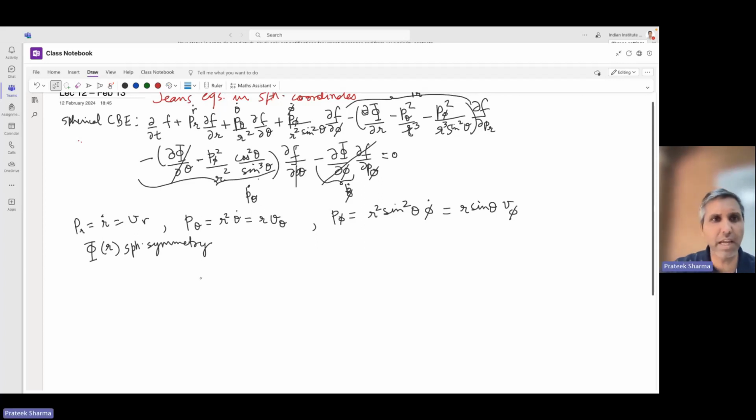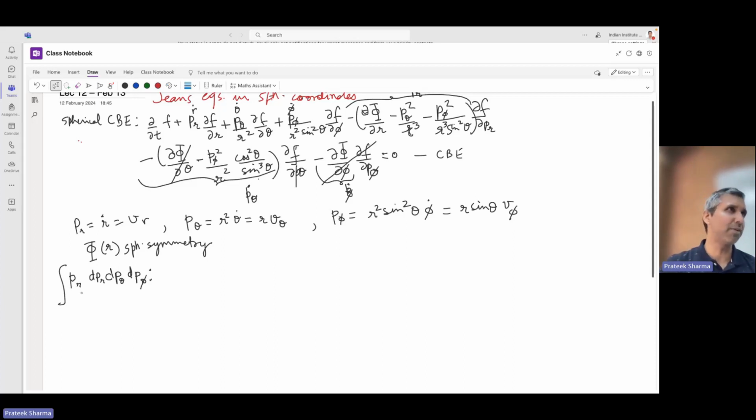So let's take the moment now. Let's do p r. We take the above equation and do this integral of p r dp r dp theta dp phi, right? So the collisionless Boltzmann equation, we just take this moment. So this is sort of getting the radial equation of motion.